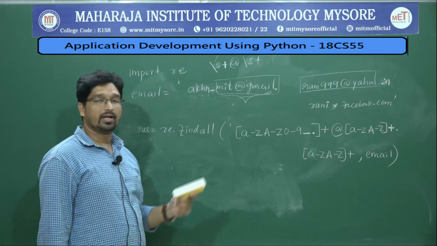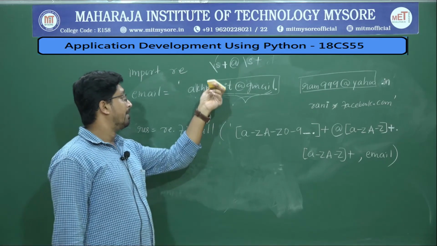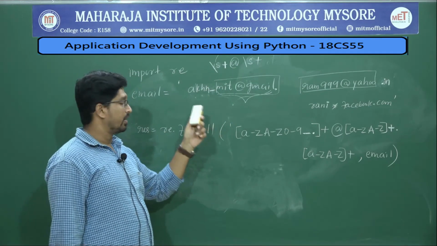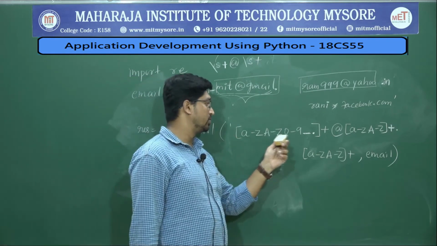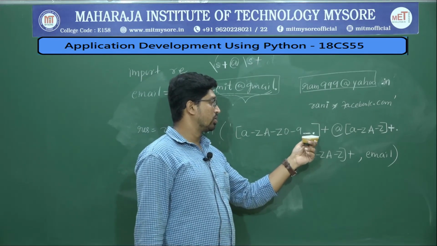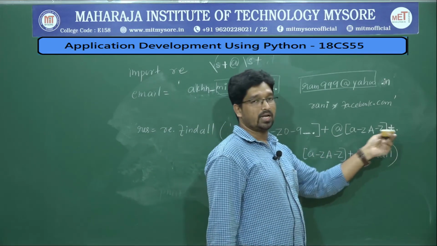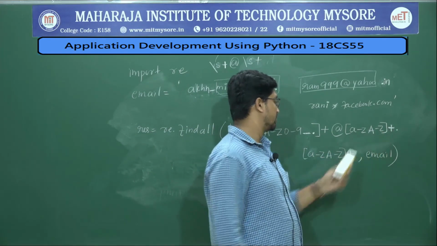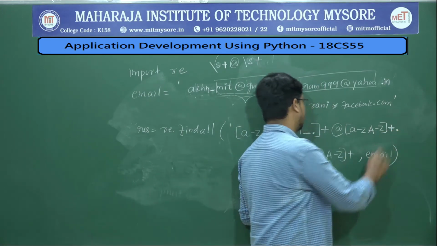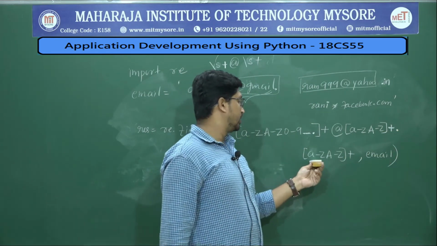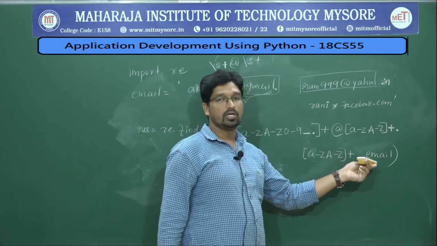So this is the regular expression for matching proper email IDs. A to Z, 0 to 9, underscore, dot, plus, then the at symbol, again A to Z plus any number of characters, then there should be a dot symbol, then A to Z plus, and the input is email.